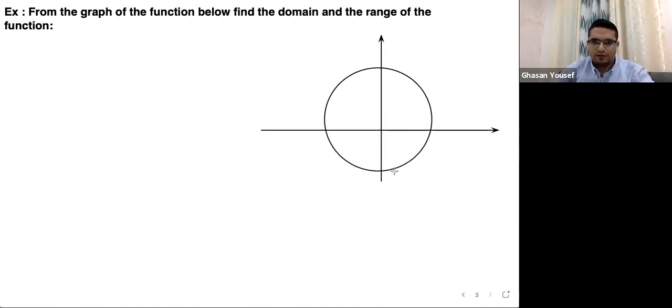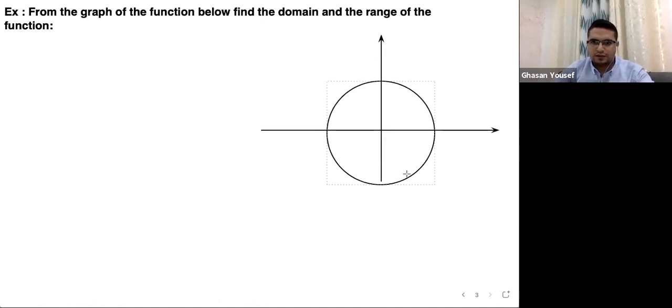We have half a circle like this. Yeah, I will go back for a second. Hold on one second. So this is the graph of the function.